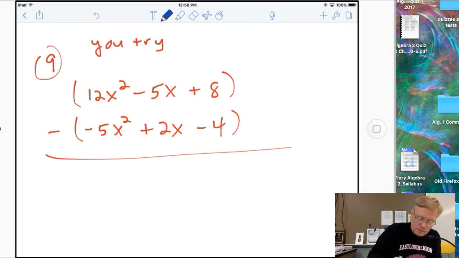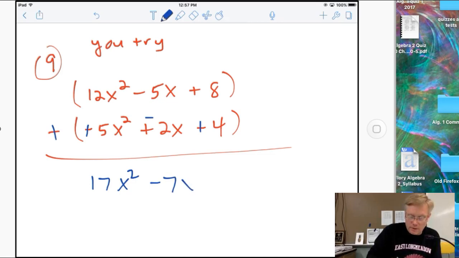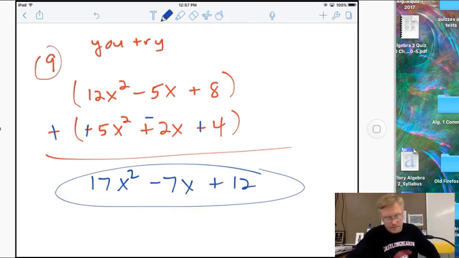Welcome back. So if I did it my way, I go plus, minus, make that a plus. Add these down, I get 17x squared. Negative 5, negative 2 is negative 7x, and 4 plus 8 is 12. There's the answer.